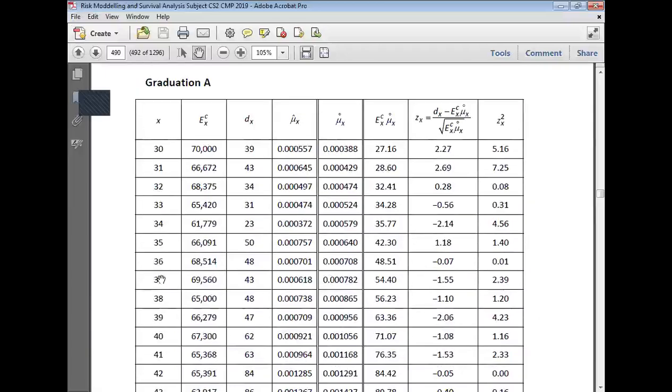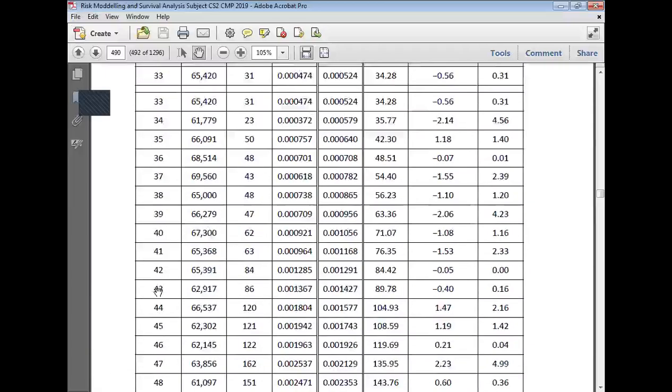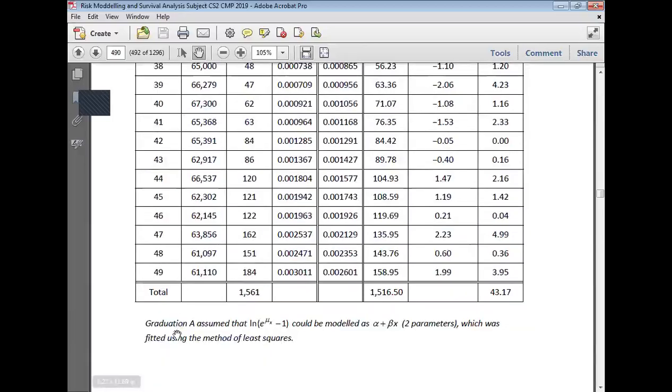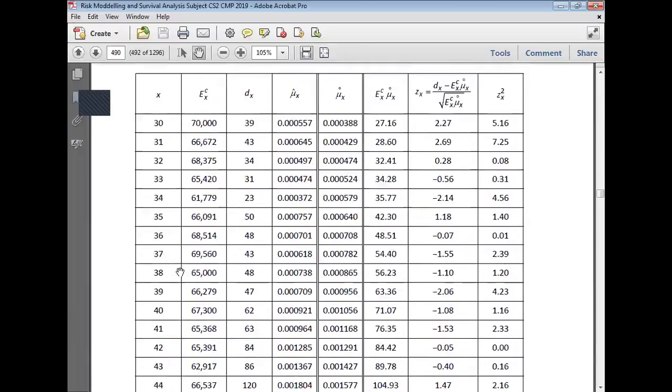So if you see here, we have x, which represents the age of people that we observe. It starts at 30 and it ends at 49, so we have 20 age groups that we are looking at. Then this is our, as usual, central exposed to risk, so the number of people who are exposed to the risk of dying when they're aged 30. And here dx represents the number of deaths that we have observed. And here mu hat x is the crude estimate that we have calculated using dx upon Ax^c.